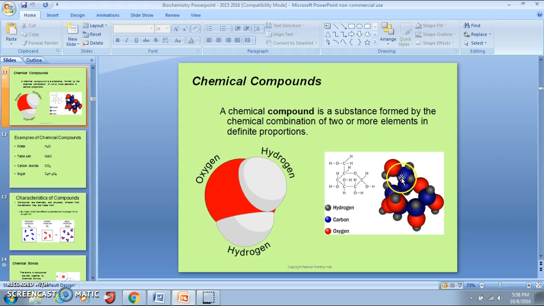And this right here is a glucose molecule. It has 6 carbons, 12 hydrogens, and 6 oxygens. And if we change that, let's say we did 12 carbons, 6 hydrogens, 6 oxygens, it would be a totally different compound with totally different properties.